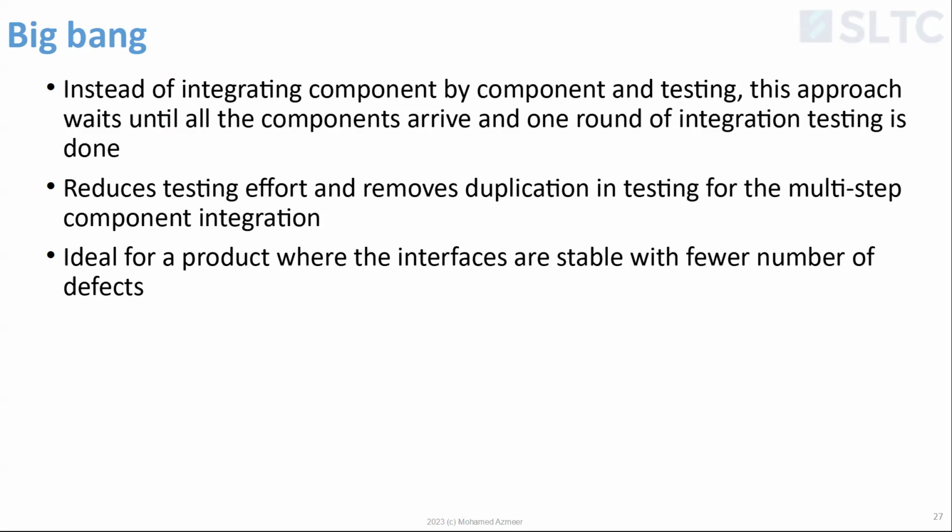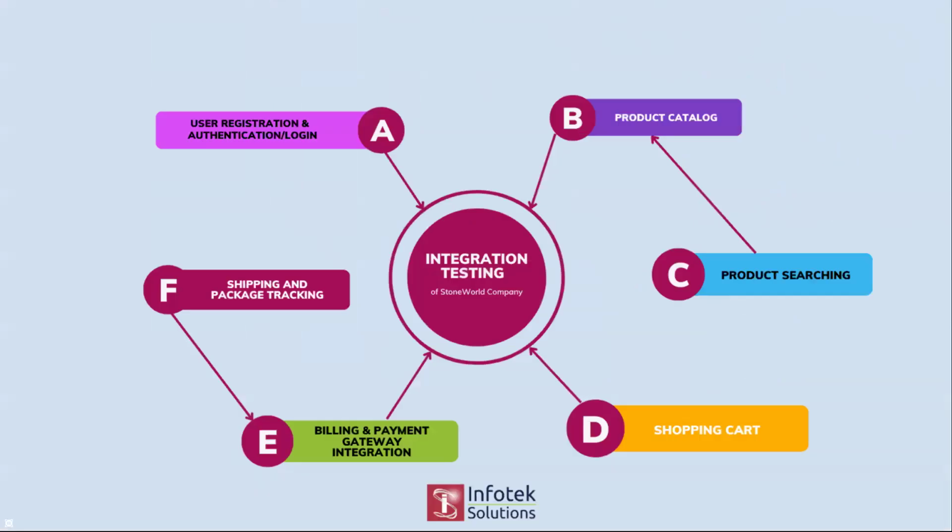The third point says where this is ideal. It is ideal for a product where the interfaces are stable with a fewer number of defects. Meaning you have a product that has been tested multiple times using unit testing, integration testing, and now the UI is also okay. Some of the layers are okay, and now it is ready for full testing or big bang testing. So we can also push it to alpha testing, beta testing, and user testing if everything is going okay.